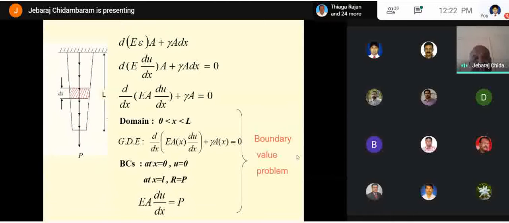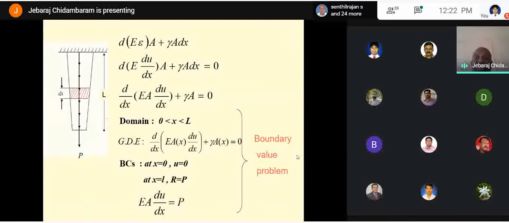Stress at x equal to L into area at x equal to L. Stress is E into epsilon. So E into du by dx into A equal to the applied force P. This is called the boundary condition.